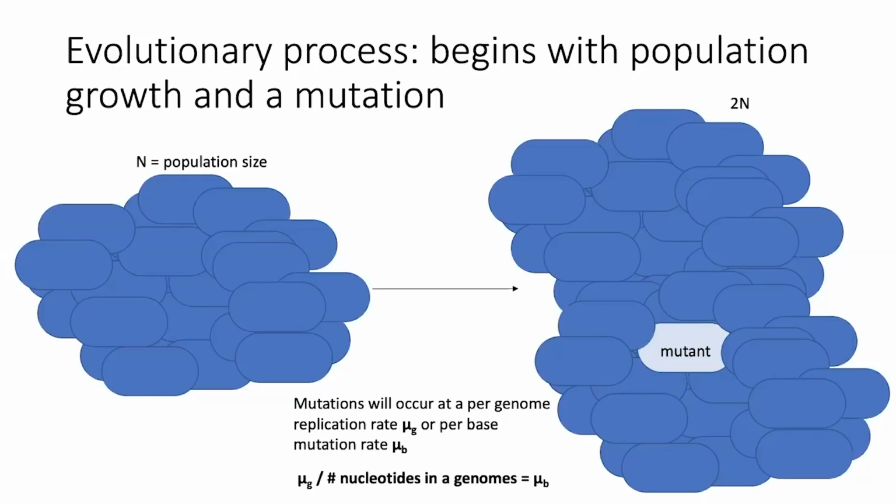So always break it down to the mu B and then build it back up to say, what's the frame that I'm looking at? How large is that frame? If it's 1,000 nucleotides, then I just take that per base mutation rate times 1,000, and that'll give me the rate at which I expect to see accumulation of mutations in that gene.